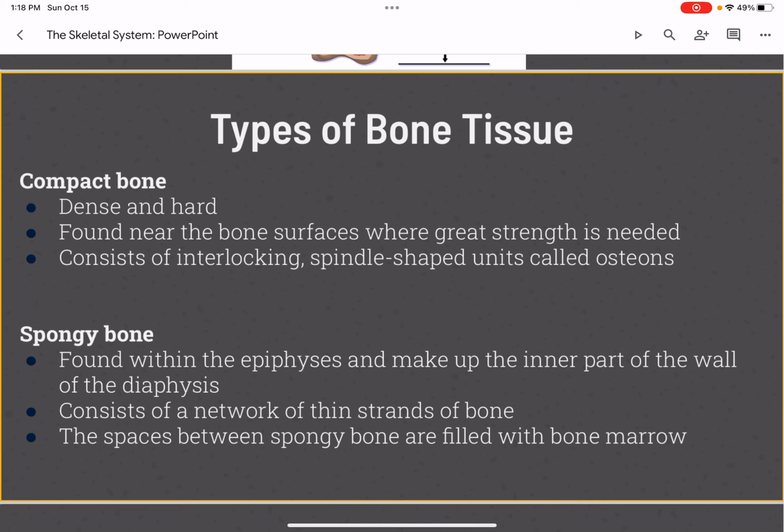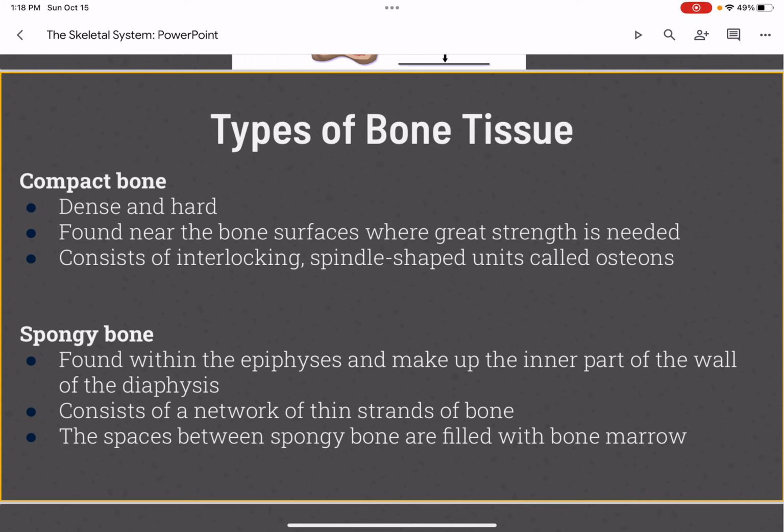There are two types of bone tissue, compact bone and spongy bone. Compact bone is dense and hard. It's found near the bone surfaces where great strength is needed and consists of interlocking spindle-shaped units called osteons. Mature bone cells called osteocytes are located within each osteon. They are found in small cavities called lacunae.